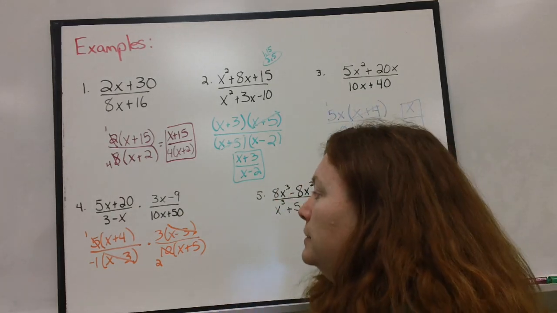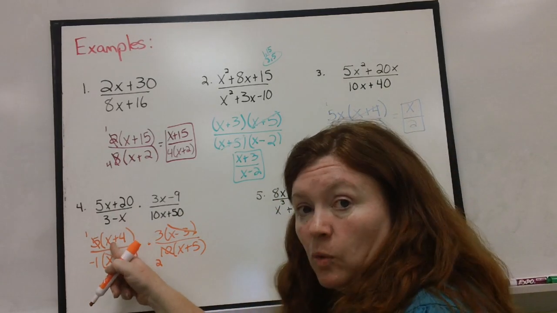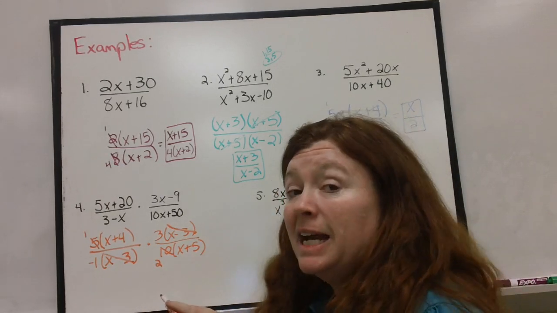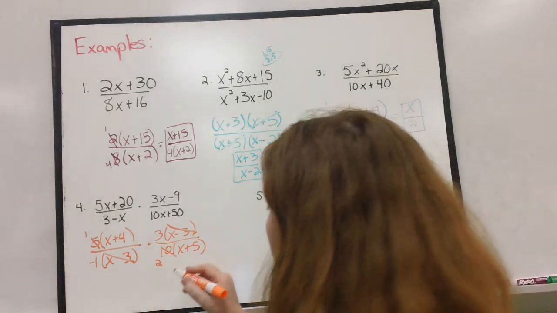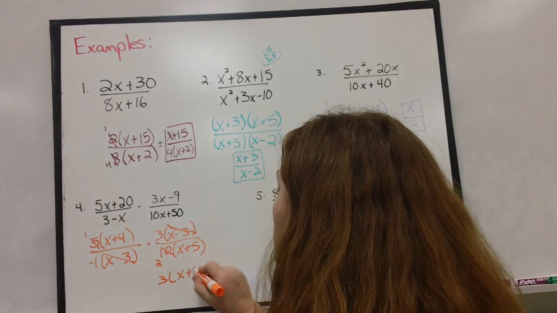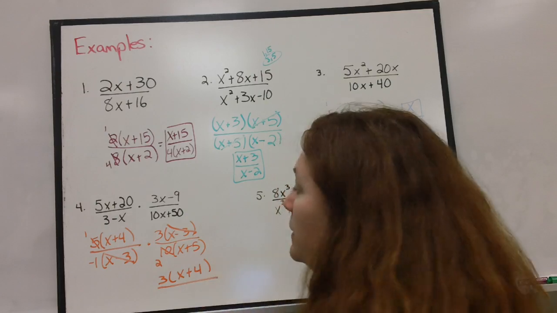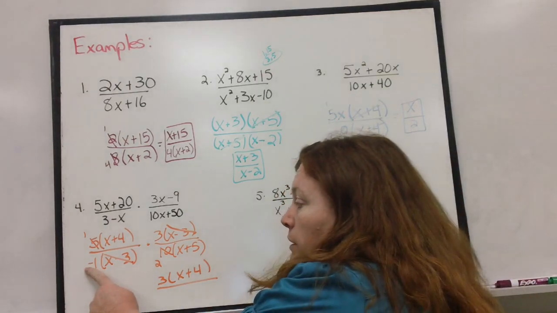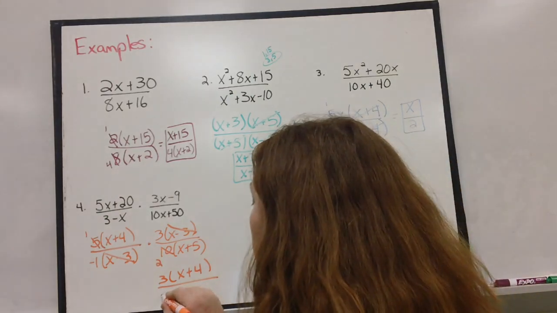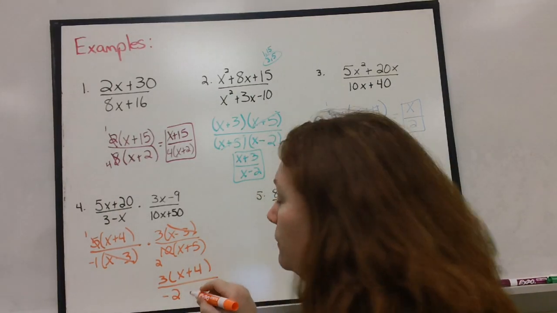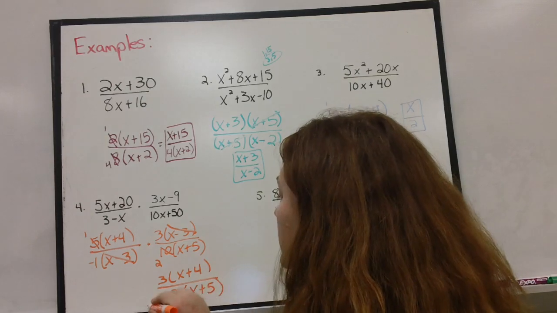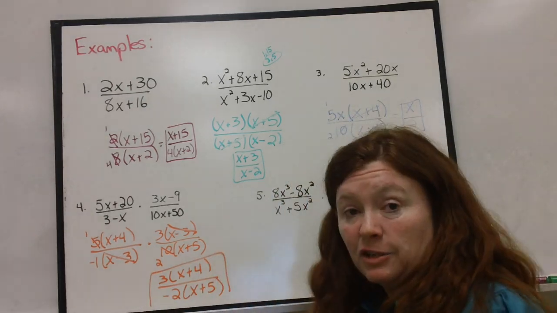What is left? I have an x plus 4 and a 3 in this numerator. Again, I did say you don't have to multiply it out. So I have a 3 times an x plus 4. In the denominator, I have a negative 1 times a 2 times an x plus 5. I should go ahead and write negative 2, but that's all I have to worry about. And that is my final answer.